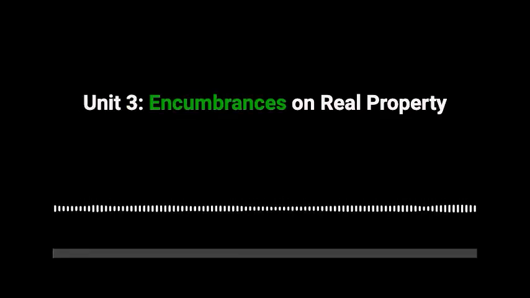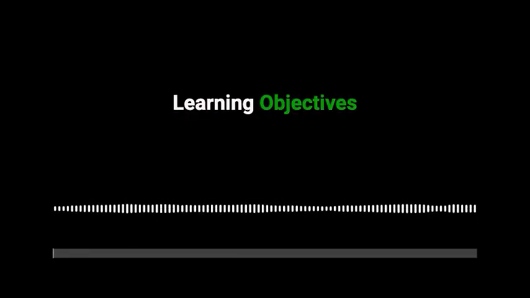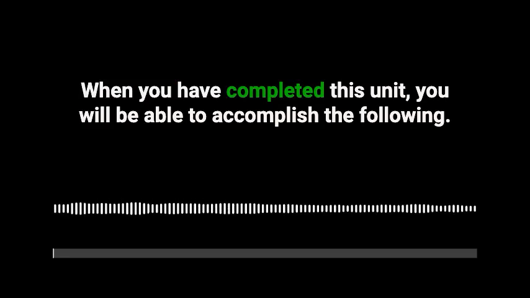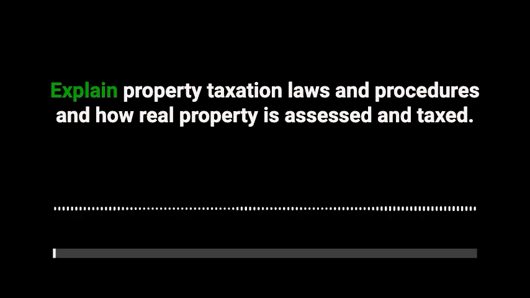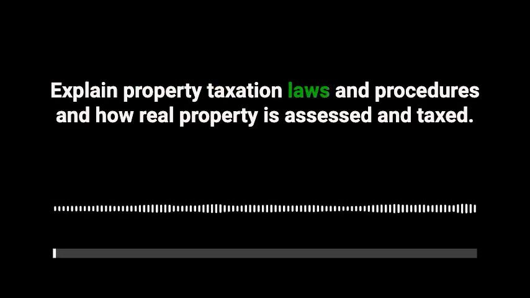Unit 3, Encumbrances on Real Property. Learning Objectives. When you have completed this unit, you will be able to accomplish the following. Identify different types of encumbrances on real property and different types of liens, easements, and encroachments. Explain property taxation laws and procedures, and how real property is assessed and taxed.